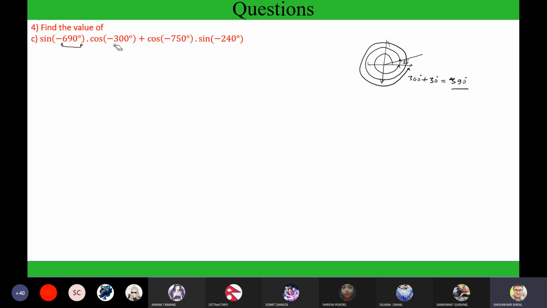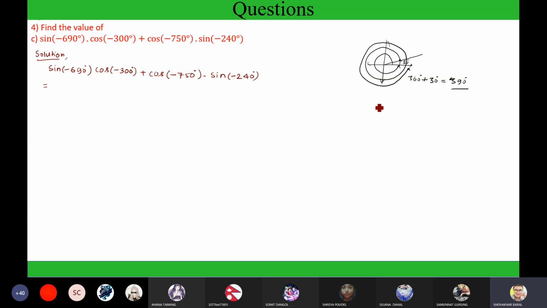Let's solve this question. So write it along with me. Solution: given here is sine minus 690 degree, cos minus 300 degree, plus cos minus 750 degree times sine minus 240 degree. This is given, and you have to find the value of the product of these ratios here.